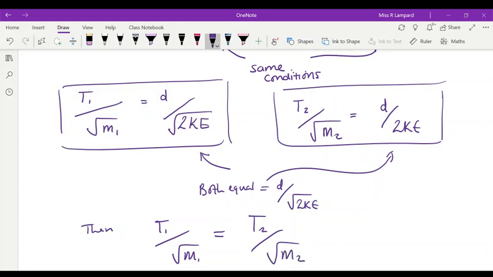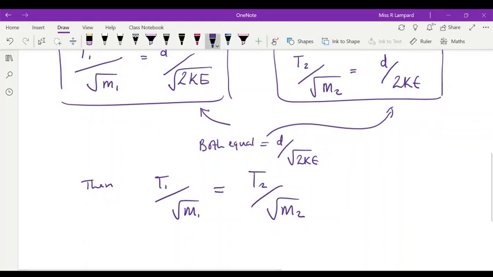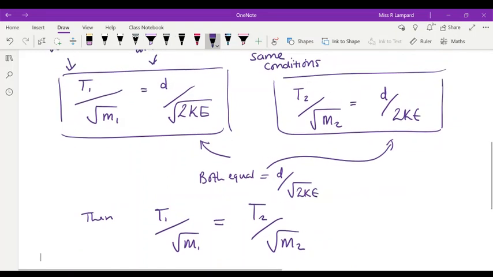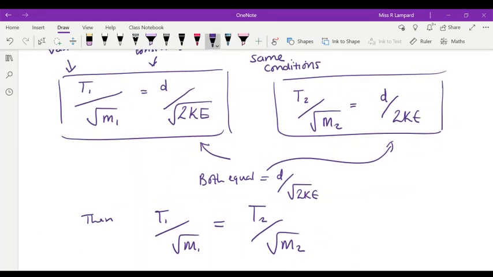Perhaps you'd like to pause the video and take some of that in, rewind it if you like. But what we've done is bring all the variables on one side of the equation and the constants on the other, because these are the same in both circumstances. We can say that the time of flight divided by the root of the mass of each ion is going to be equal to one another because they both equal whatever that value is, which is why we can cancel this out from our equation.